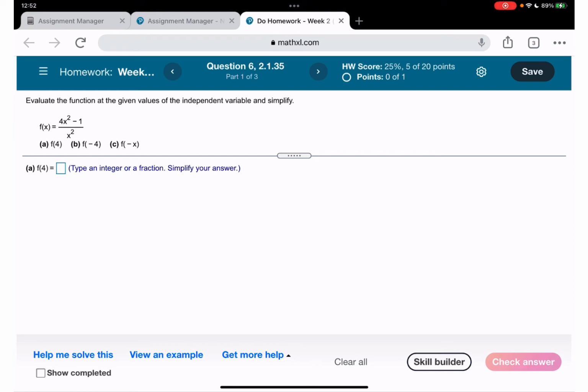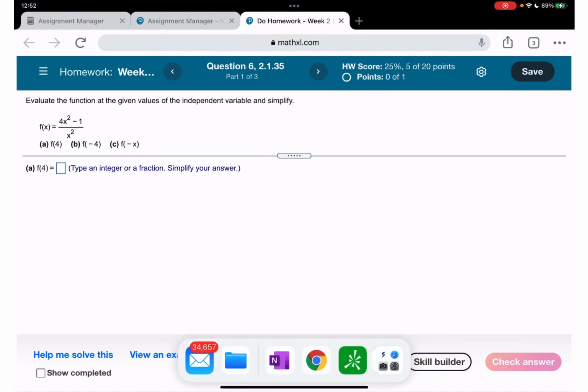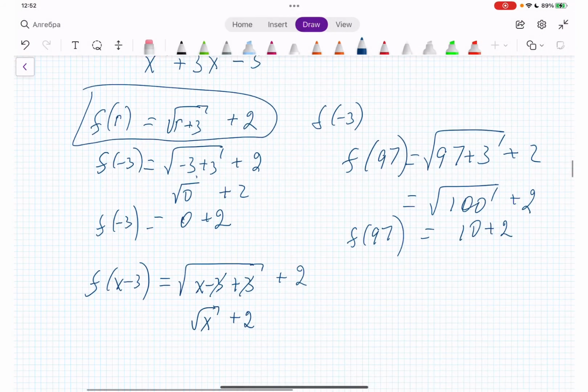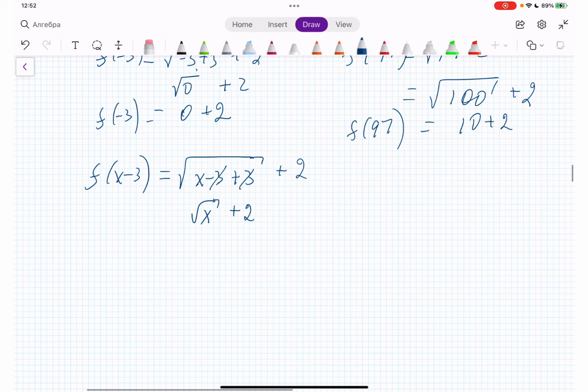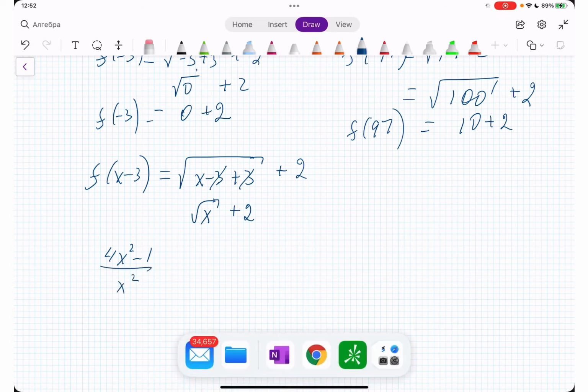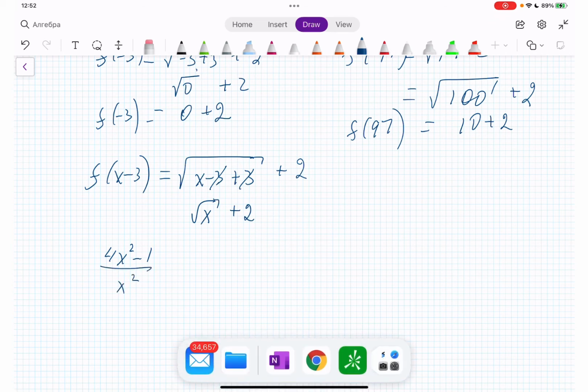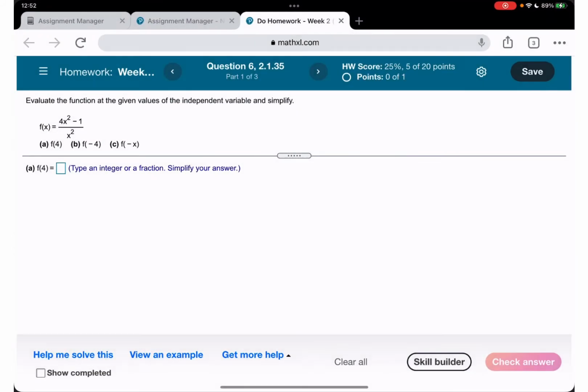Next one. So 4x squared minus 1 over x squared. Let me write down. Four x squared minus 1 over x squared, I believe. Yes, so we need to find f of 4.